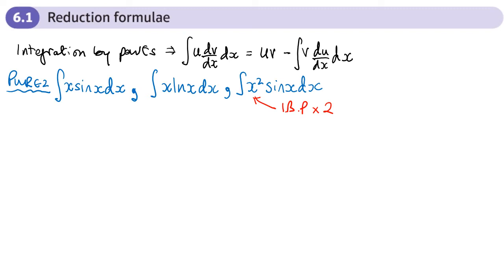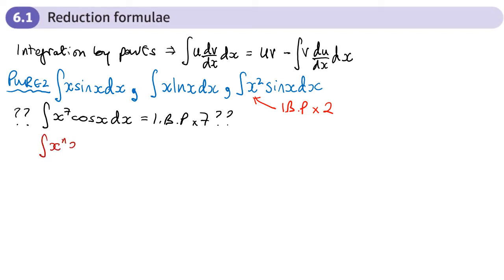But what if we get something like this? So what do we do in this example where I might be integrating x to the power 7 cos x? Do I really want to use integration by parts 7 times? Well, the answer is no. Or if I wanted to find, generally, if I had something like x to the n e to the x, and I wanted to integrate that, do I do integration by parts n times? Well, the answer is going to be no. We're not going to do it n times.